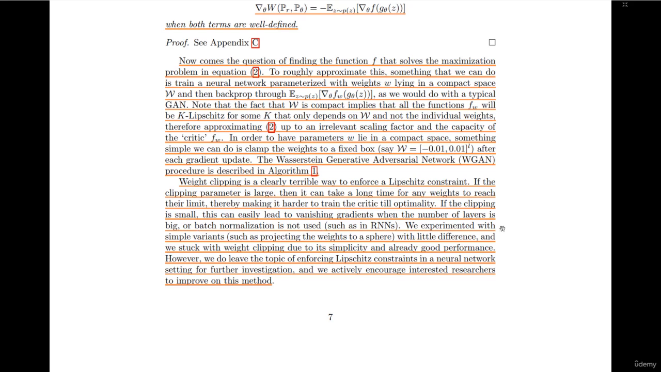Now we experimented with simple variants with little difference, and we stuck with weight clipping due to its simplicity and already good performance. However, we do leave the topic of enforcing Lipschitz constraints in a neural network setting for further investigation, and we actively encourage interested researchers to improve on this method.